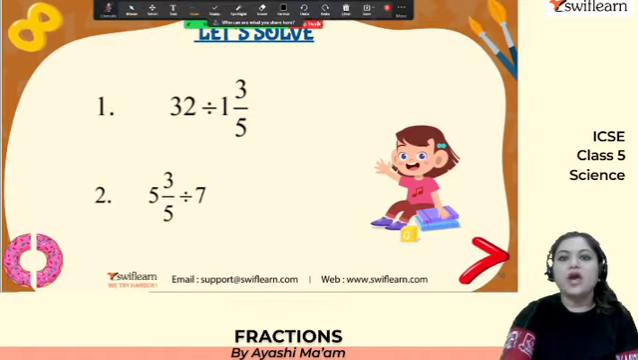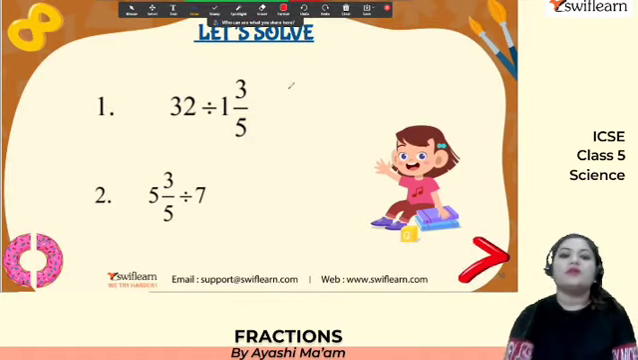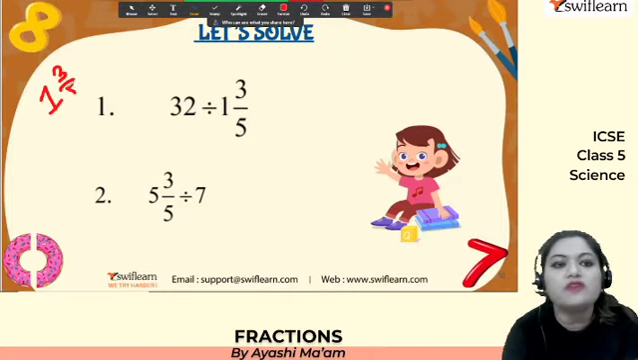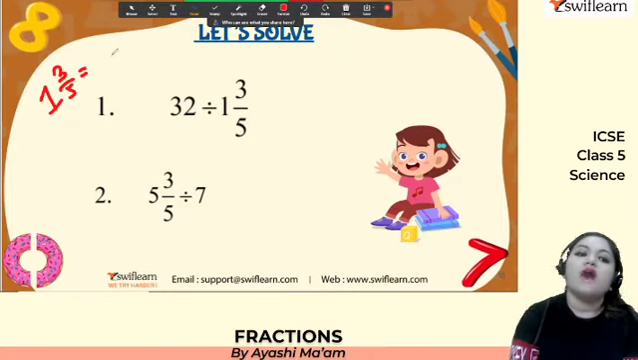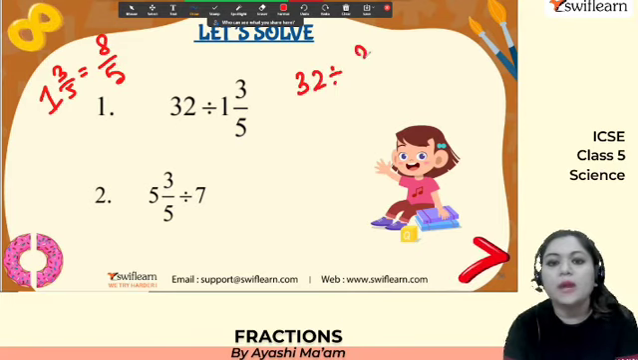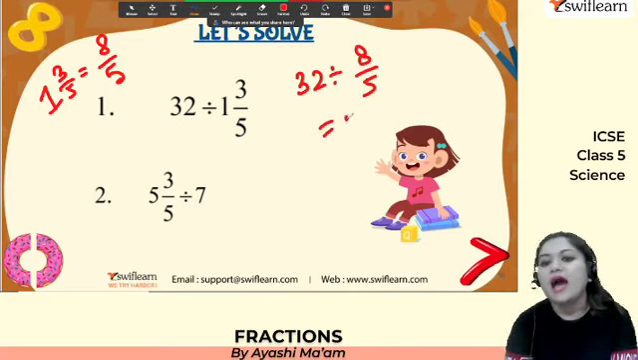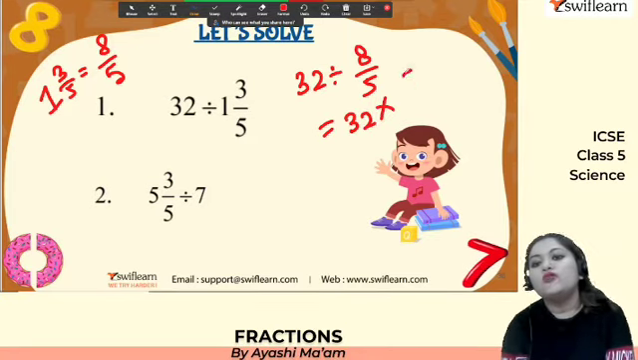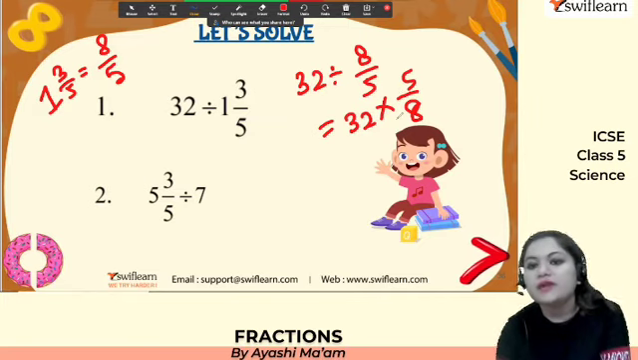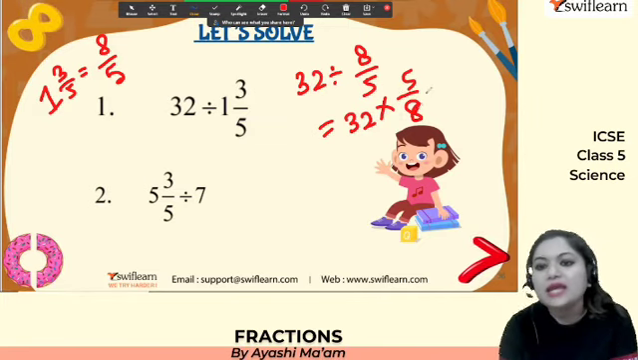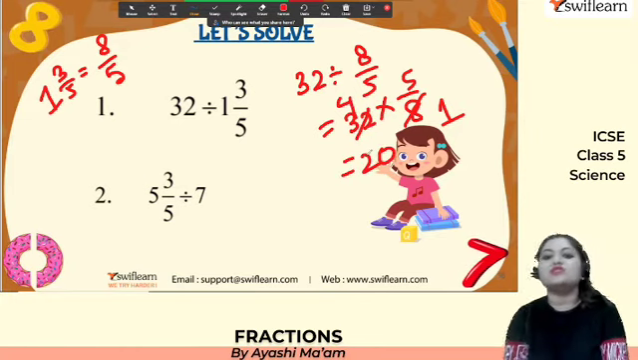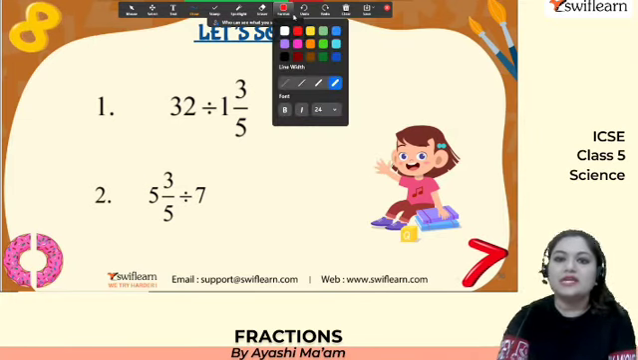Now let's try to solve this. 32 divided by 1 whole 3 by 5. Firstly, 1 whole 3 by 5 means what? 5 plus 3, 8 by 5, right? That means 32 divided by 8 by 5. That's what we have. So 32 into 5 by 8. The division is changing into multiplication. We are taking the reciprocal of the fraction, and 8 times 1 is 8. 8 times 4 is 32. So the answer is coming as 20.